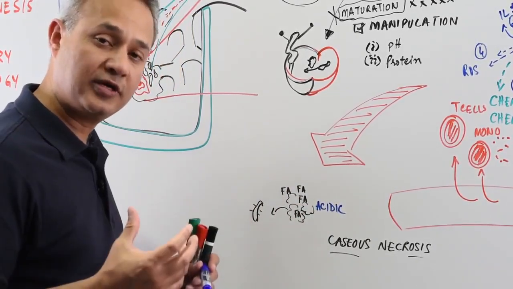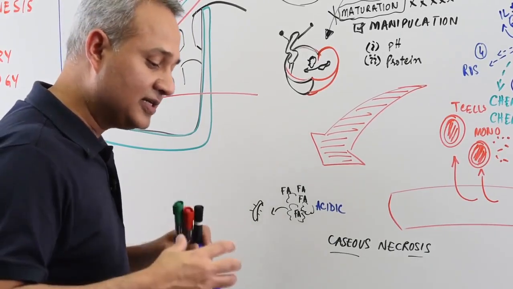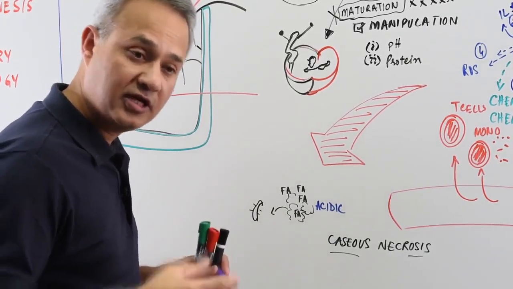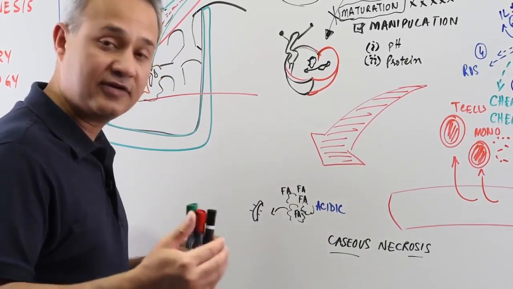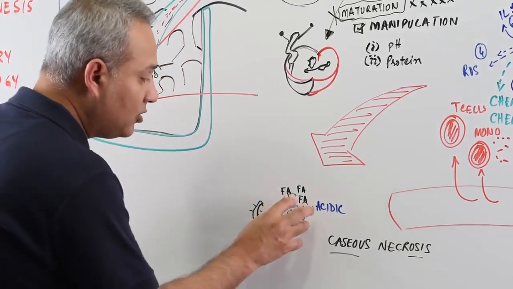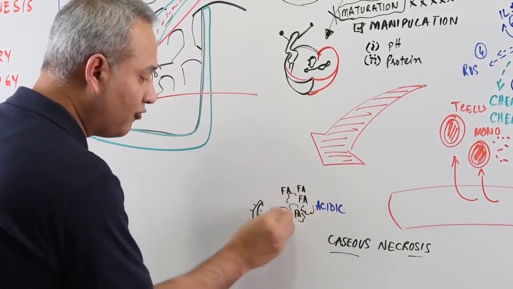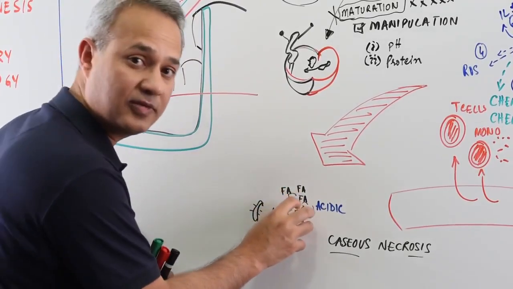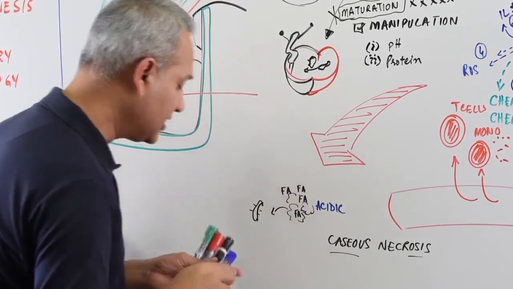Mycobacterium is a slow growing pathogen. It replicates in about 15 to 20 hours, compared to other pathogens that replicate within minutes, for example E. coli in 20 minutes. So now this has retarded the growth further, so you don't find the Mycobacterium in the cheese-like central part.